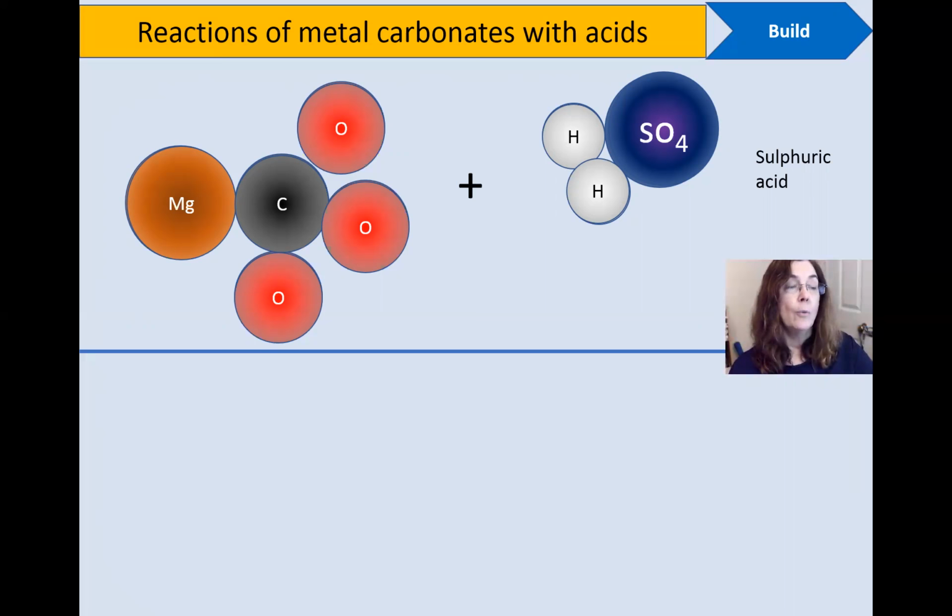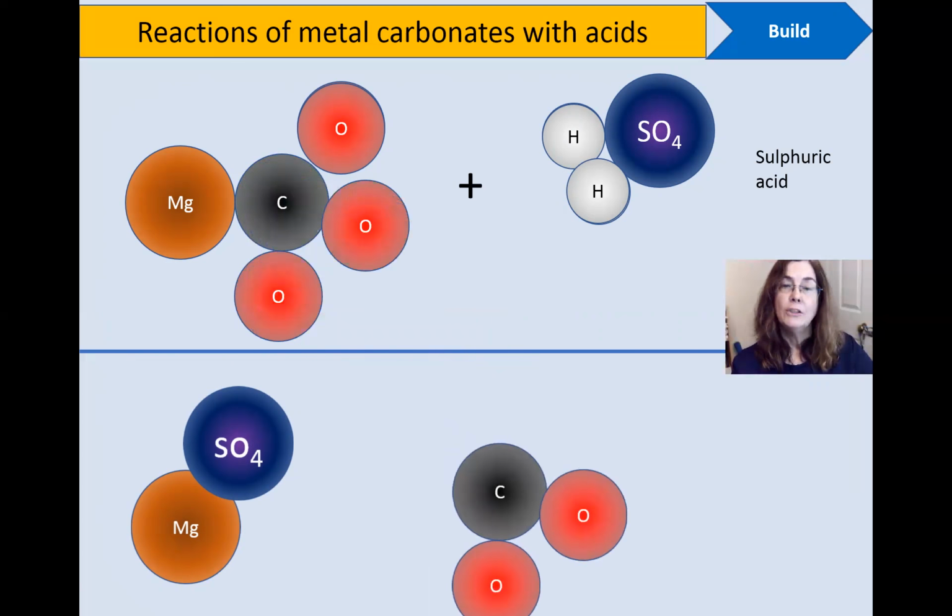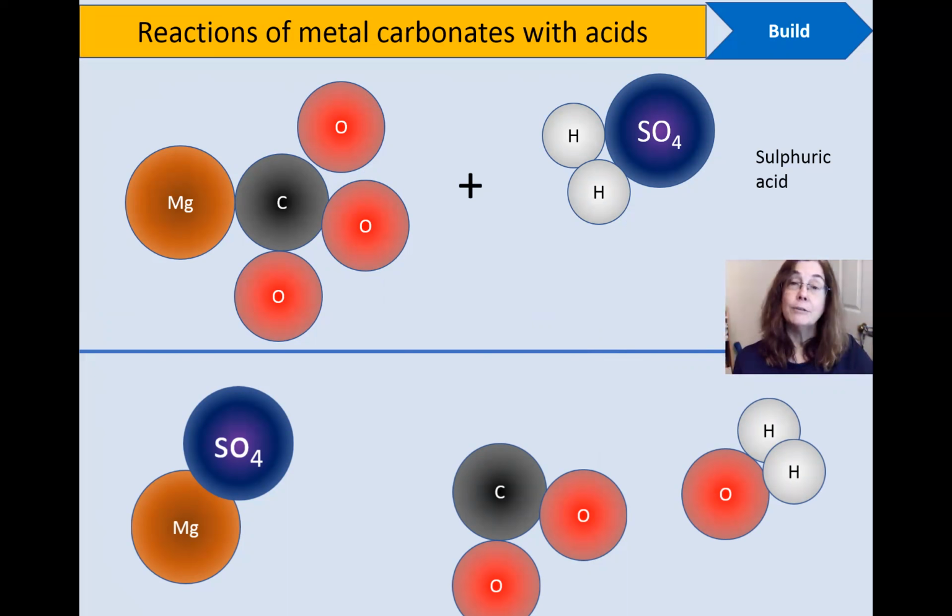And so we can see here that we're going to create a salt, magnesium sulfate. So that's the sulfate part of sulfuric acid that will go with the metal, the magnesium. The carbon and 2 oxygens will come away from the metal carbonate, and that will give us carbon dioxide. And then the 2 hydrogens will combine with the final oxygen, and that gives us H2O, water. So above at the top you can see metal carbonate reacting with sulfuric acid. At the bottom you can see that those atoms have rearranged themselves, and we've got magnesium sulfate, carbon dioxide and water. So they're the products of the reaction.